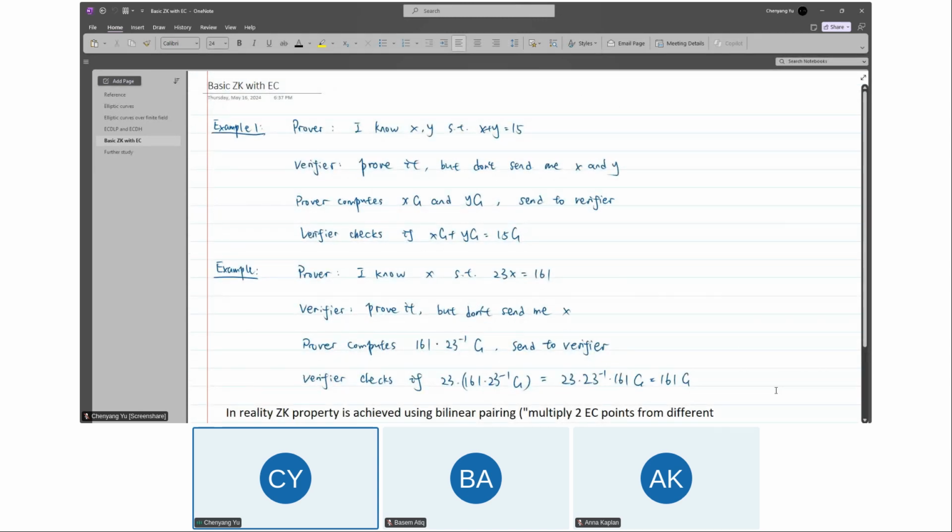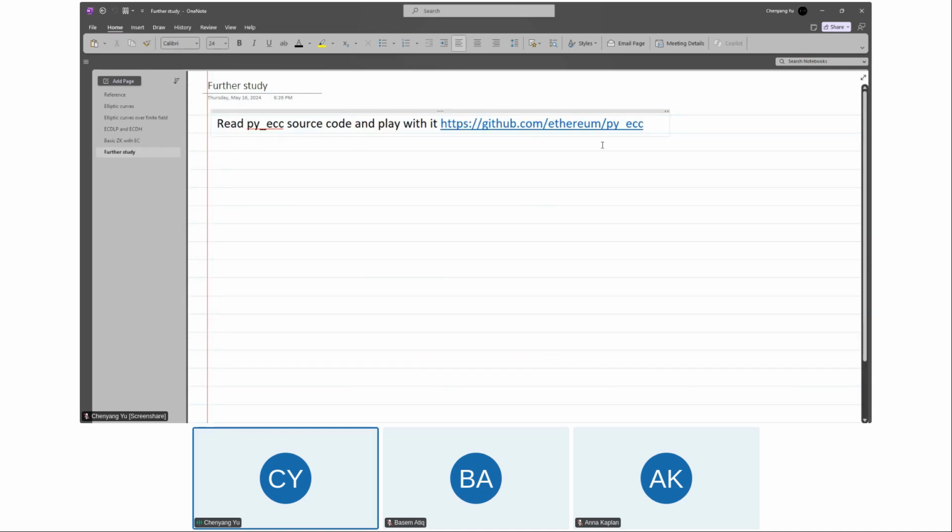Pretty insightful, but not realistic. This is the basic zk example. For further study, I recommend you check out the source code here. Also play with PyECC. It's pretty interesting, the official library implemented by the Ethereum Foundation. Okay, that is my talk.